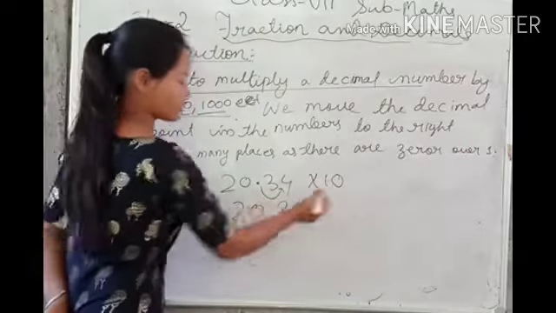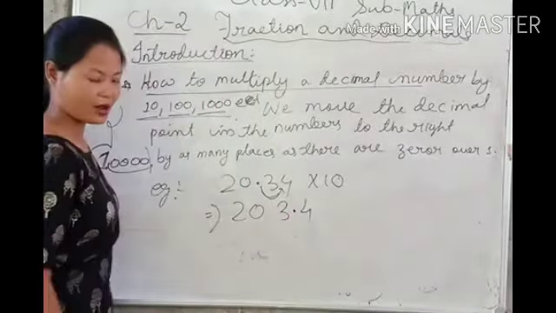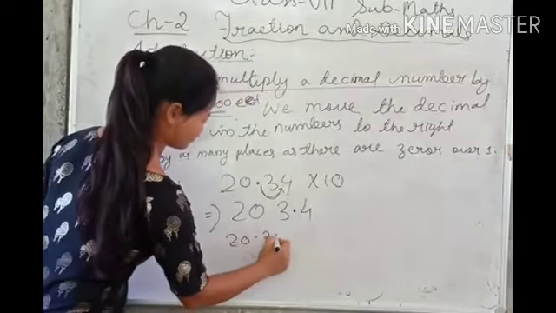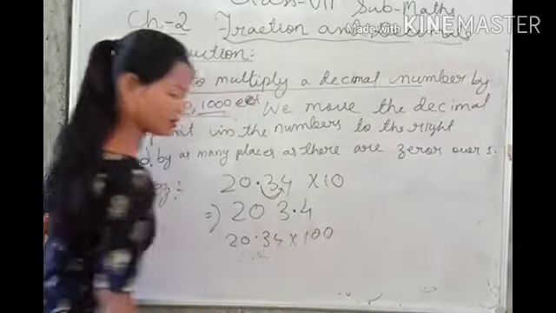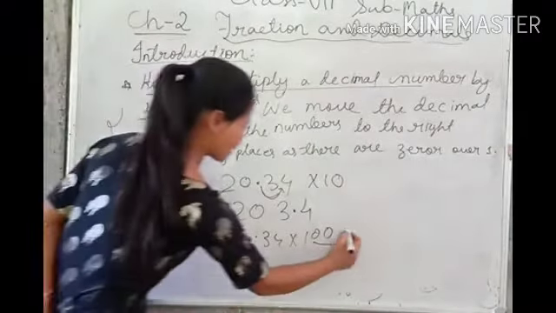Okay, only 10, so it will jump only one time. So here you will give the point and this is your answer. Suppose you multiply with 100, so how many zeros are there? Over 1 there are 2 zeros. So what will be your answer?